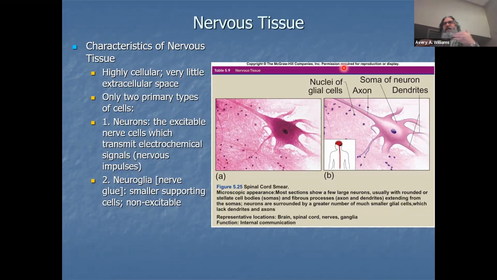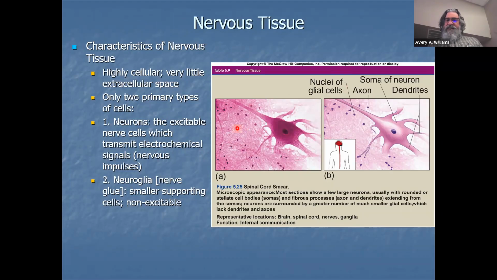Now when you study the nervous system, particularly the physiology of the nervous system, there's going to be all kinds of other cells that are supporting cells. They're in the nervous system, but they have nothing to do with manifesting and transmitting nervous impulses, all right? So if they're not an excitable cell, they're a neuroglial cell. So here I just have smaller supporting cells, non-excitable.